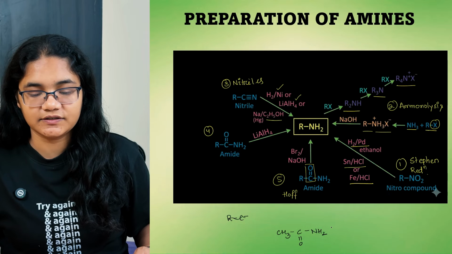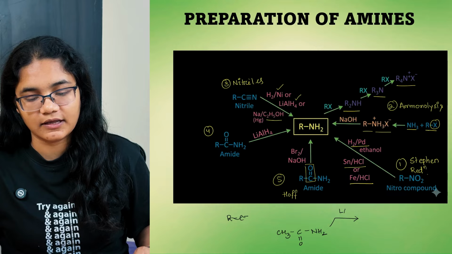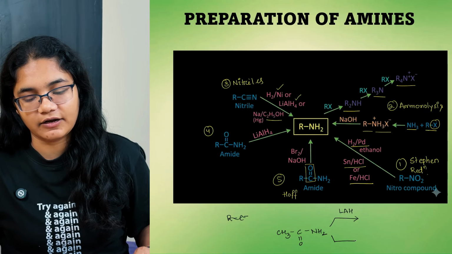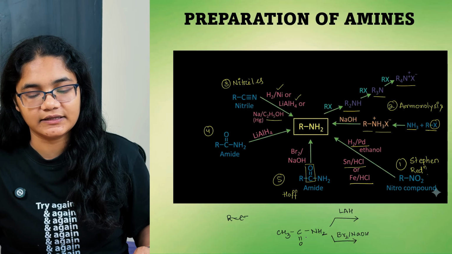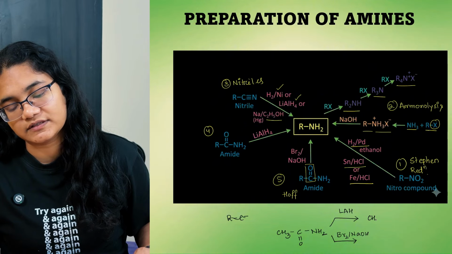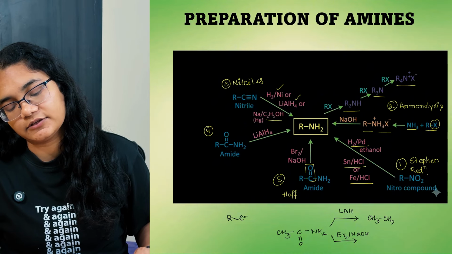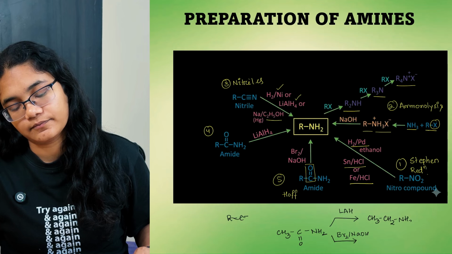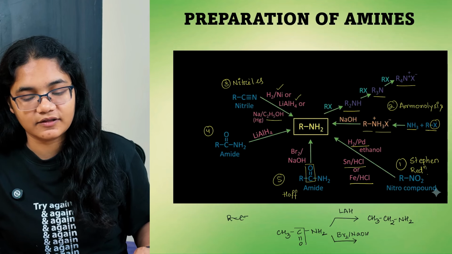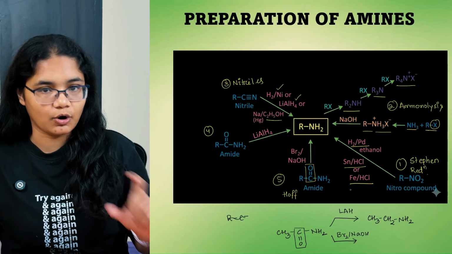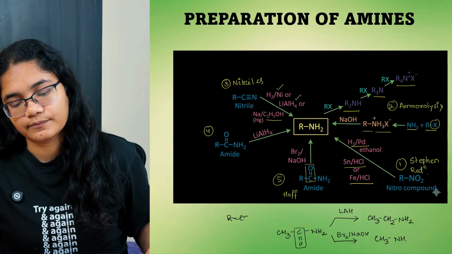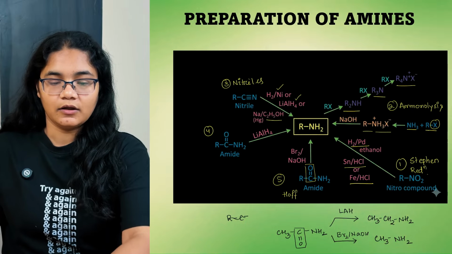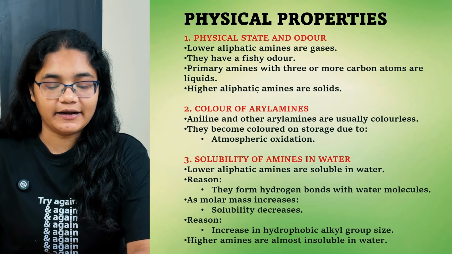So if I have CH3CONH2 and I treat it with lithium aluminium hydride, and if I treat it with bromine and NaOH, what will happen? The lithium aluminium hydride will convert it to CH3CH2NH2. Now in bromine and NaOH, the CO group will not be there, it will be eliminated, and you will get CH3NH2.